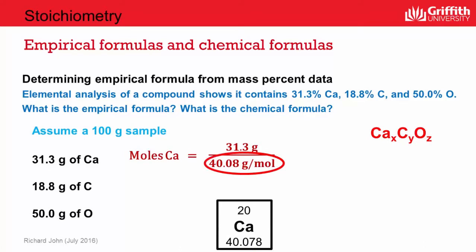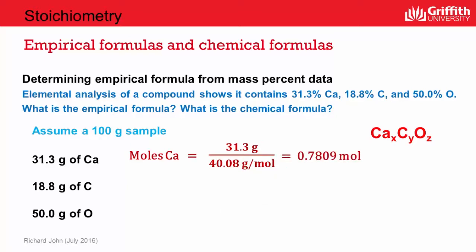Now remember, we're just going to get that number directly from the periodic table. The atomic mass for calcium, 40.078, and we're going to report the molar mass therefore as 40.08 grams per mole to 4 significant figures. When we put those numbers into our calculator, we get 0.7809 moles of calcium in our 100 gram sample.